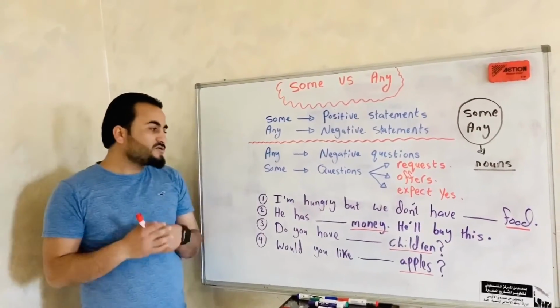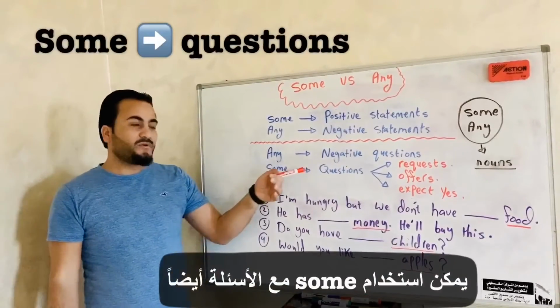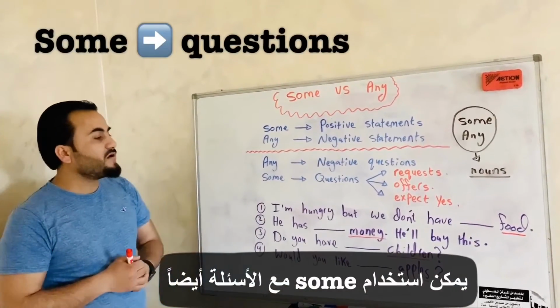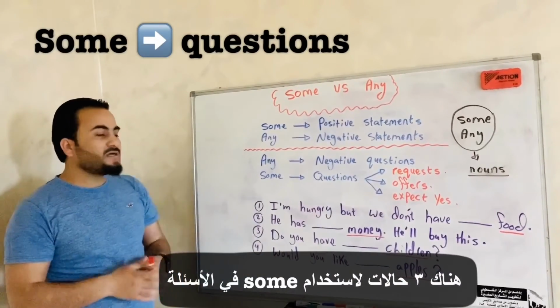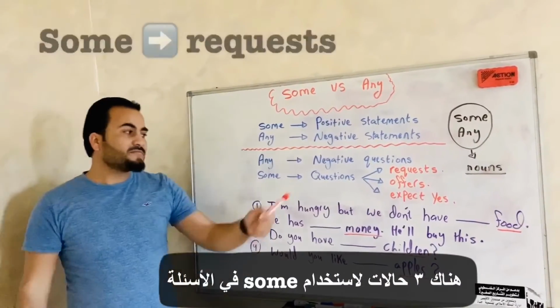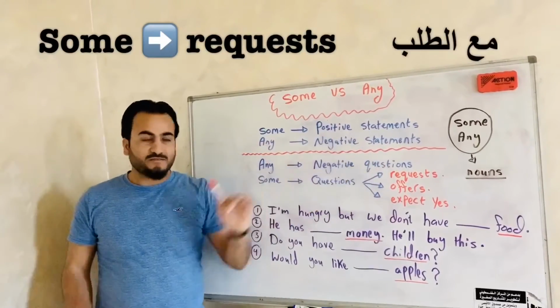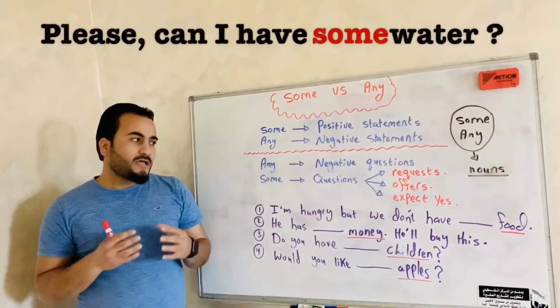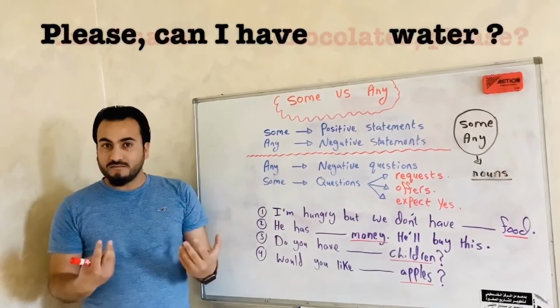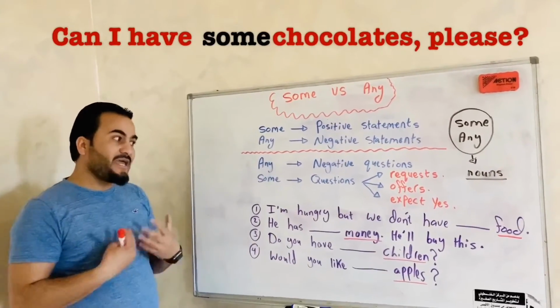We can also use some with questions, but there are 3 occasions in which we use some. Number 1, with requests. For example, please, can I have some water? Can I have some chocolate, please?